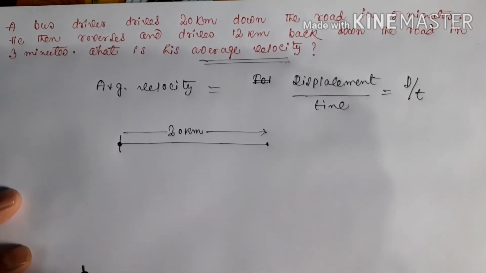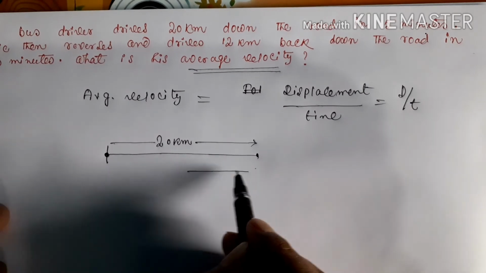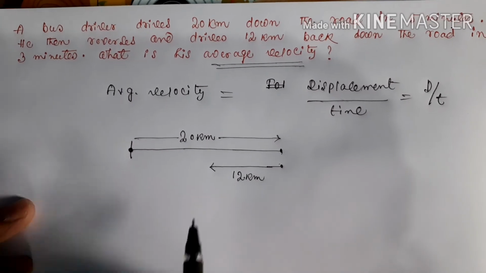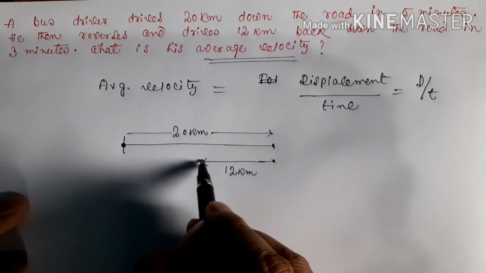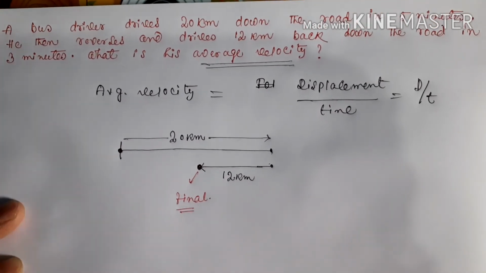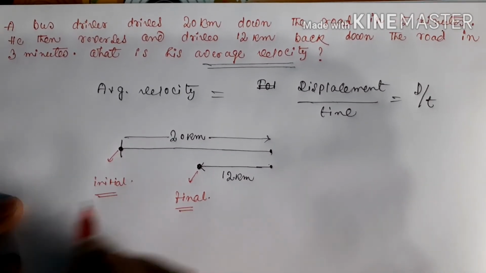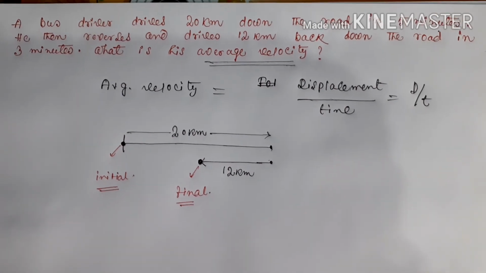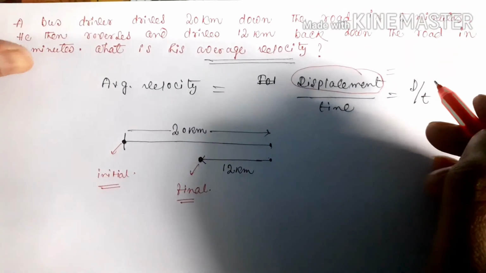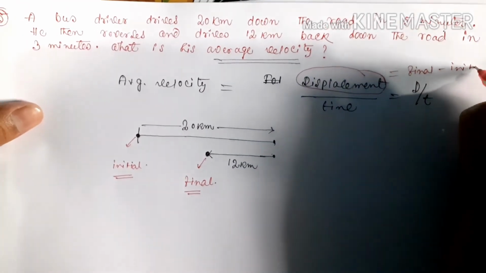Now he reverses back and moves 12 kilometers. From here he reversed the bus and moved 12 kilometers in this direction. So this is the final position of the body, and this is the initial position of the bus. So we know that displacement means what? Displacement is equal to final minus initial. We all know that.